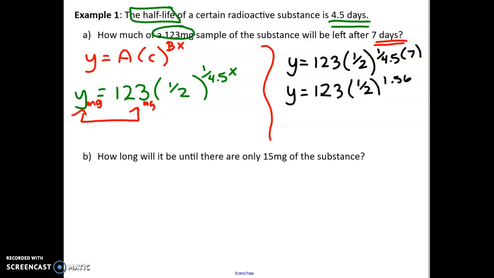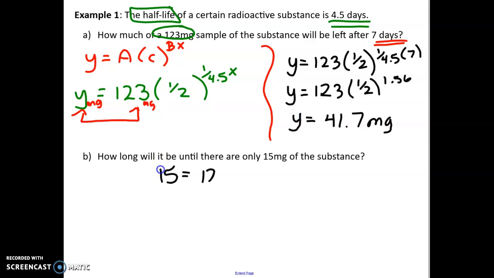So that'll give us a power of 1.56. Then I have to put half to the power of 1.56 before multiplying it by 123, because BEDMAS says we do exponents before we multiply. So when you've done that, you should get 41.7 milligrams would be left of your sample after 7 days. Actually, 40.